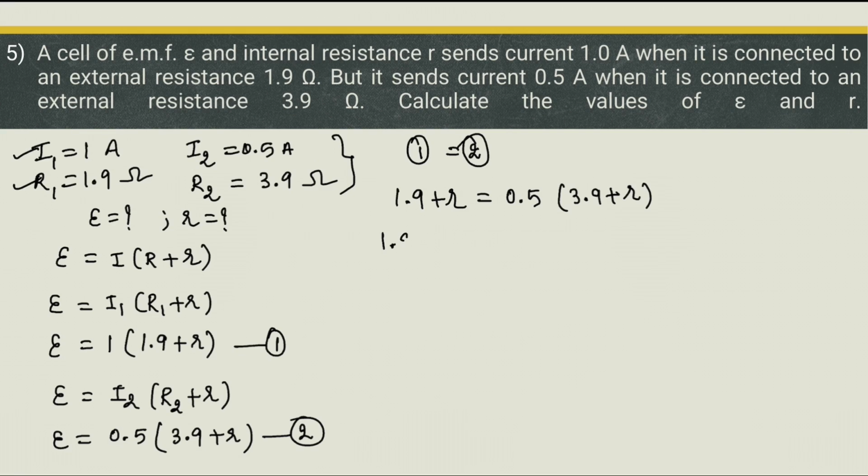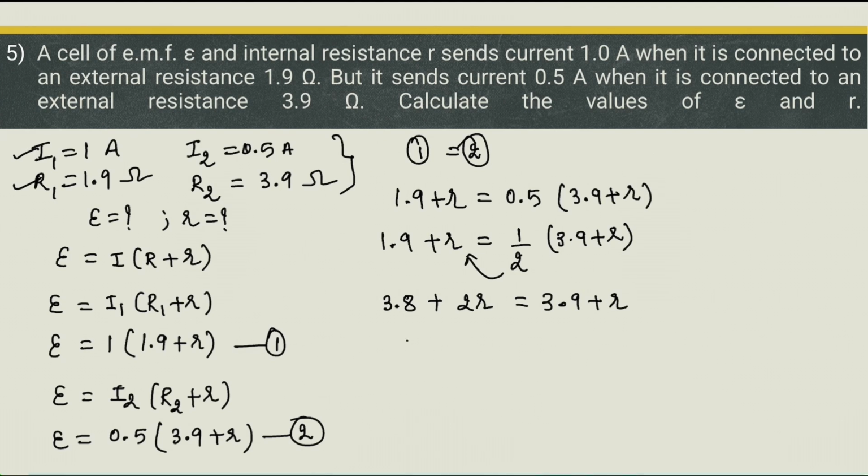This can also be written as 1.9 plus small r is equal to 0.5, which is half, into 3.9 plus small r. If I take half to the other side, we have to multiply the left side with 2. So 1.9 into 2, 3.8 plus 2r is equal to 3.9 plus small r. So 2r minus r is equal to 3.9 minus 3.8. So r is equal to 0.1 ohm. Alright, internal resistance is 0.1 ohm.